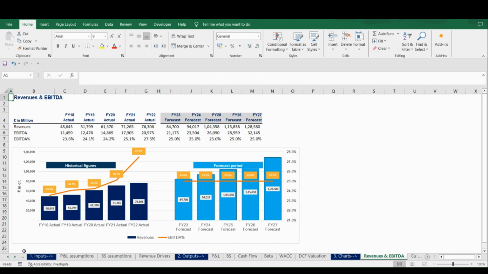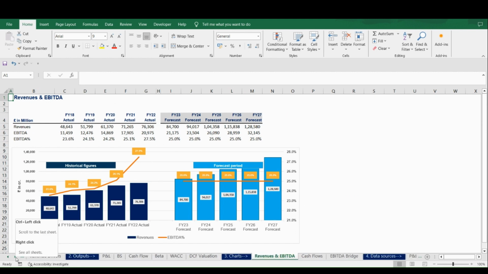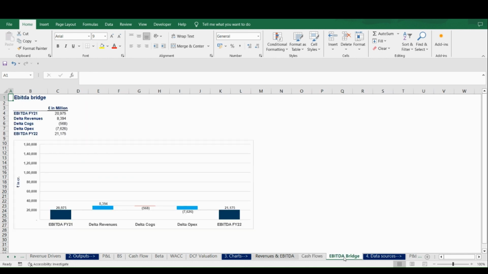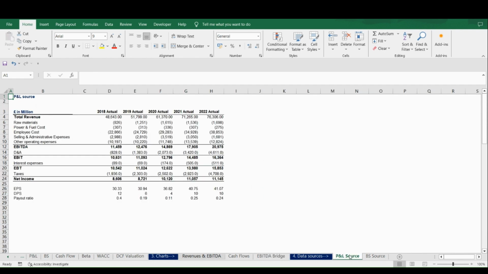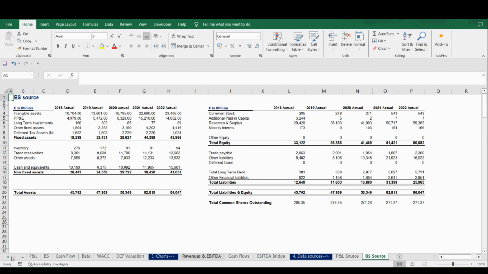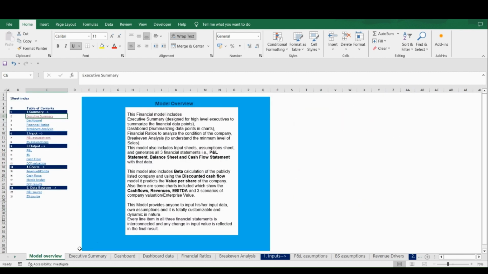Next up, we have revenues. We have revenue charts of EBITDA, cash flows, and a chart representing the EBITDA bridge. And the last, we have the source of the data, wherein we source P&L and balance sheet data. So these are the main sections of this model. Now I'll walk you through each and every section individually.